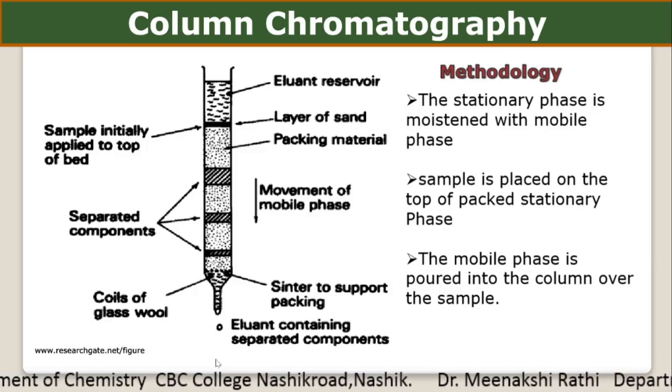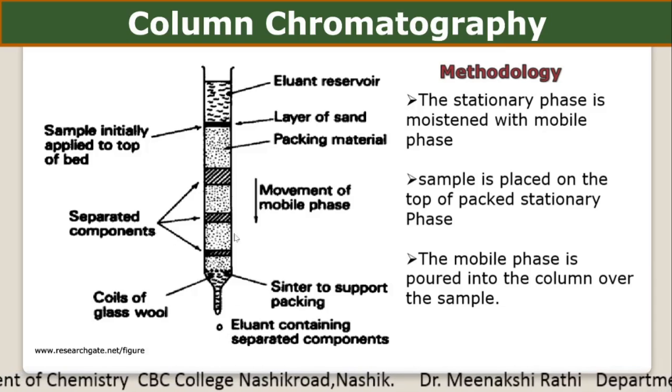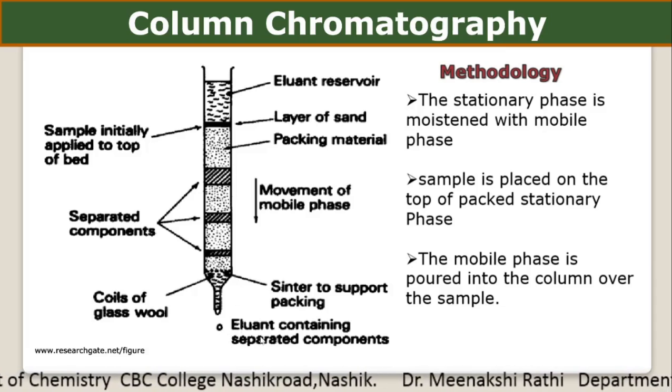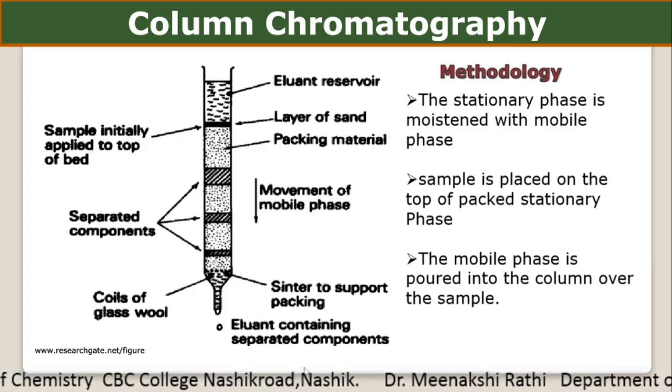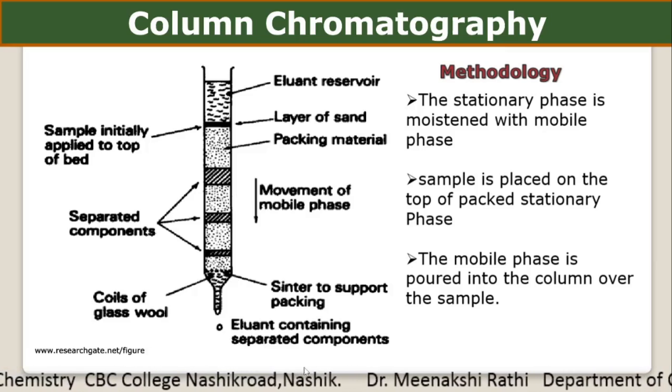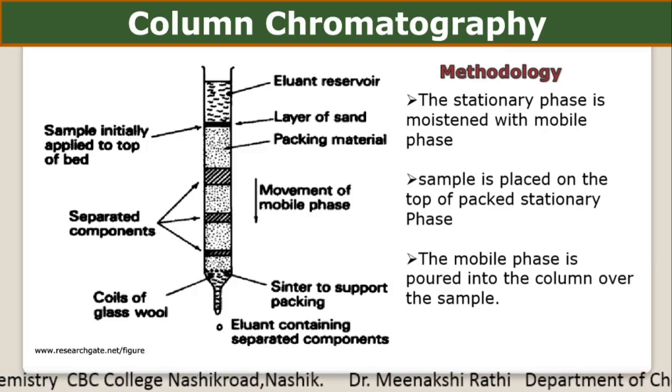Here one beaker is kept so that the eluent is collected. So this is the process for column chromatography.